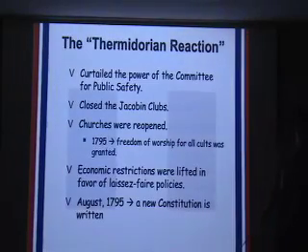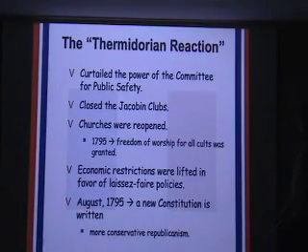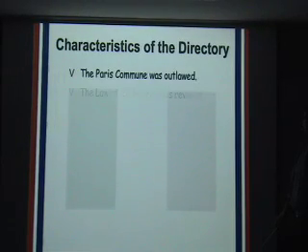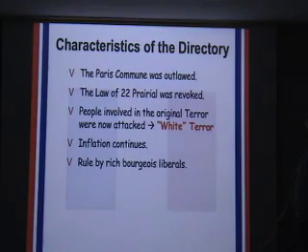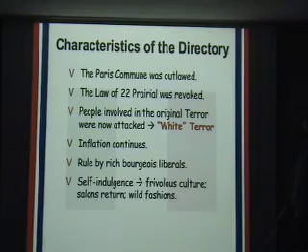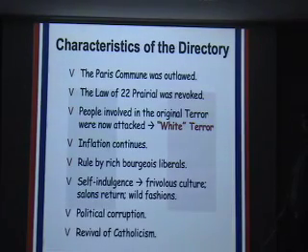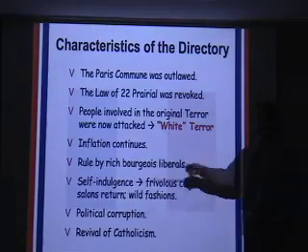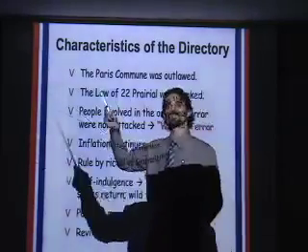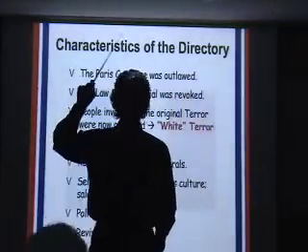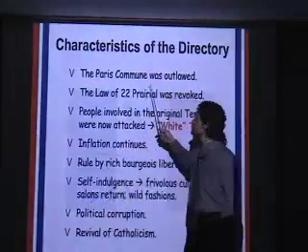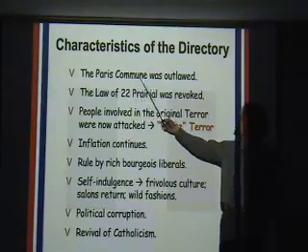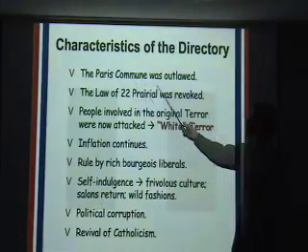And they wrote a new constitution. Which was more conservative? Again, the Thermidorian reaction is a conservative phase. We have moderate, then we have radical, now we have conservative, after the radical, after the terror. How does the conservative look? The Paris Commune, which was a radical group, probably Jacobin, was outlawed.